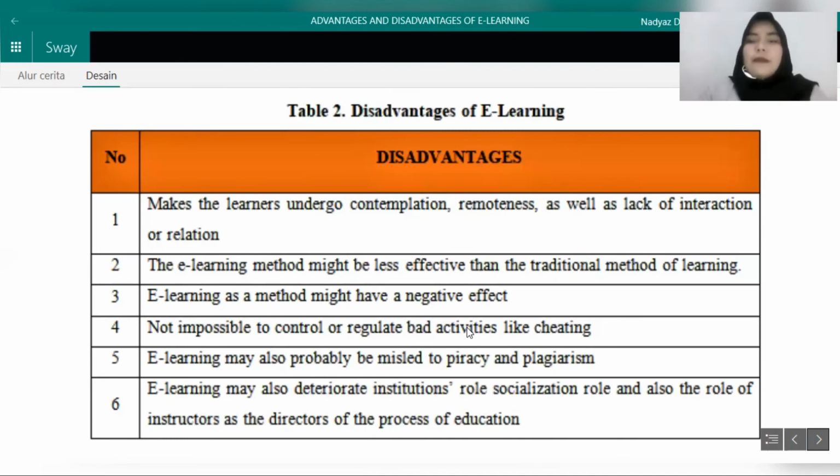Fifthly, e-learning may also probably be misled to piracy and plagiarism, predisposed to inadequate selection skills as well as the ease of copy and paste. Sixth, e-learning may also deteriorate the institution's role, the socialization role, and also the role of instructors as the directors of the process of education.